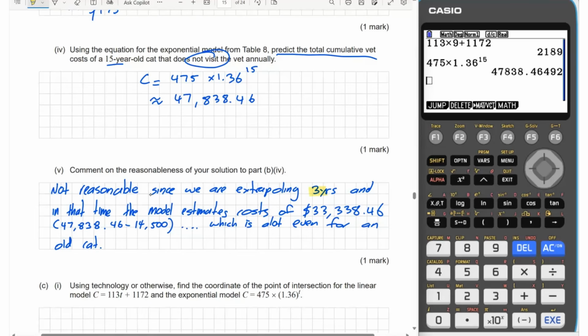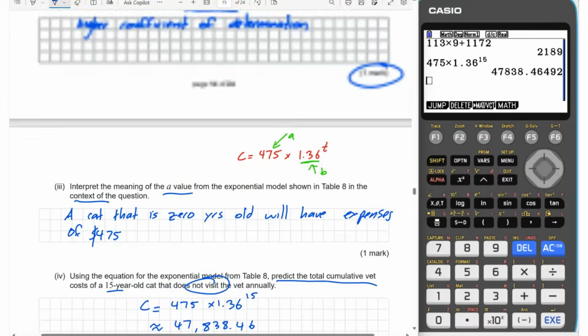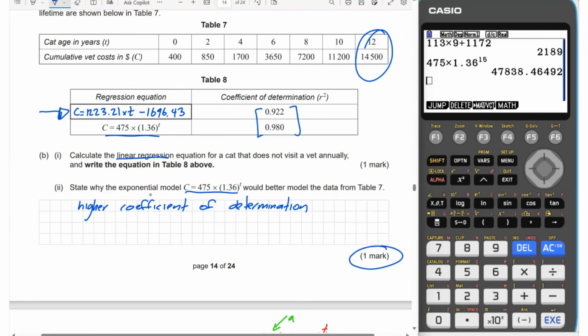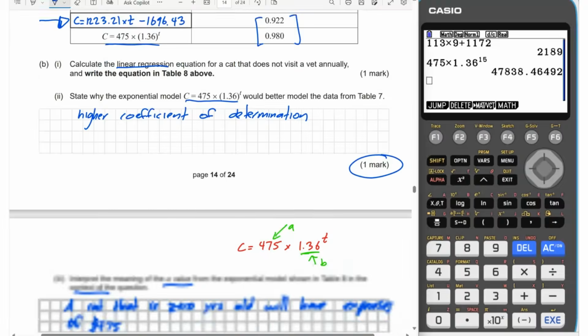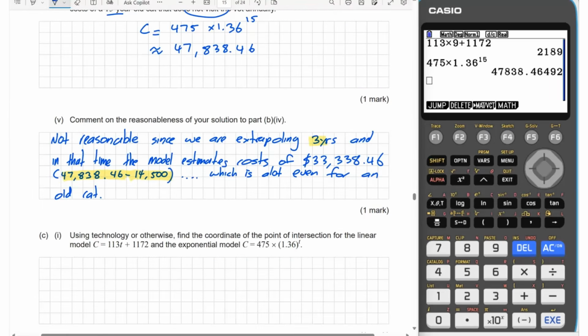I've done a little calculation here where I've taken that 47,000 that we've just calculated, and subtracted away our last set of data. If we go back up to the table, our last set of data was after 12 years, and it was 14,500. I've subtracted those two numbers, and that's a difference of $33,000. So it's saying that in those 3 years, the costs are expected to be $33,000, and that's a lot even for an old cat. Just recognizing that is what the reasonableness is about.